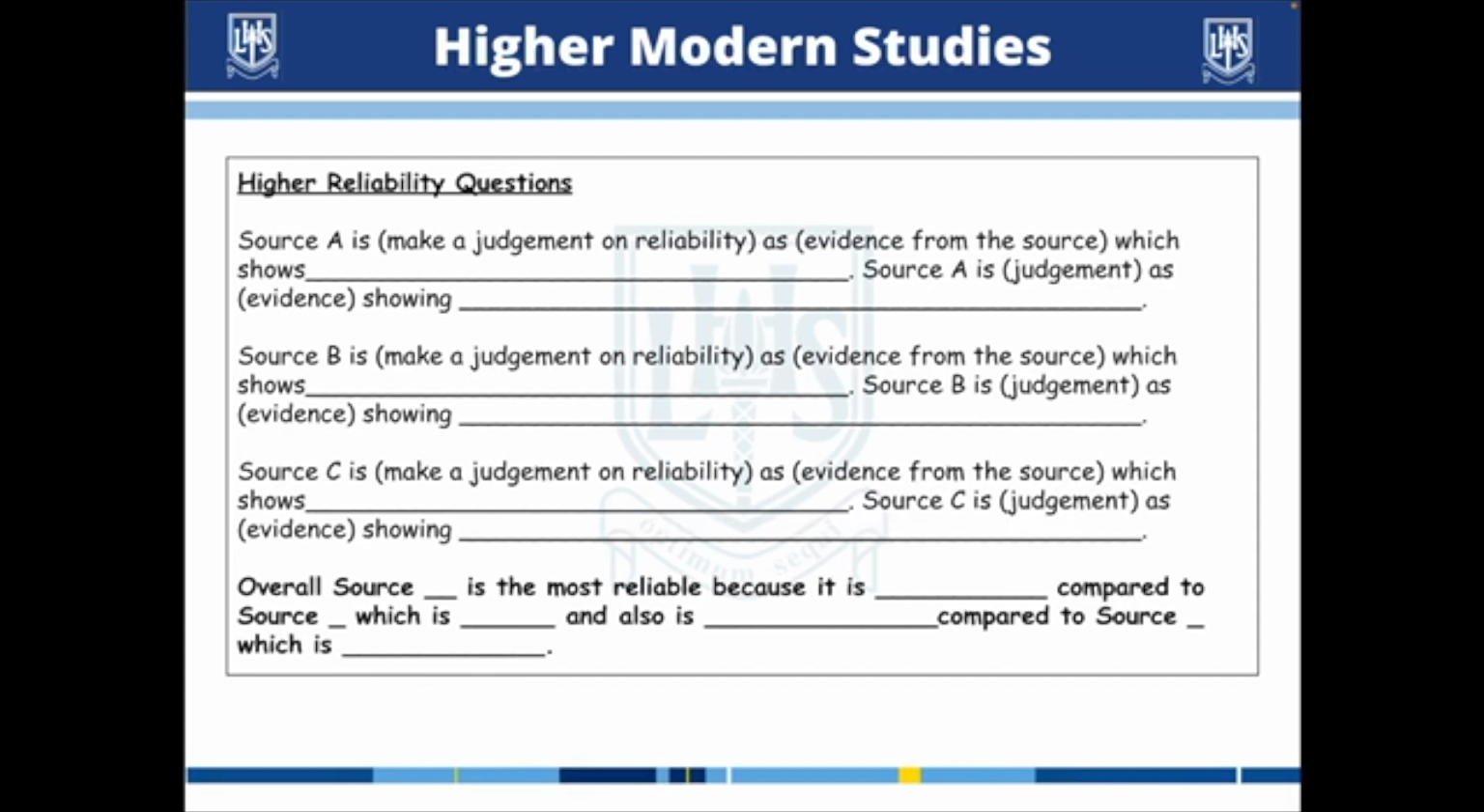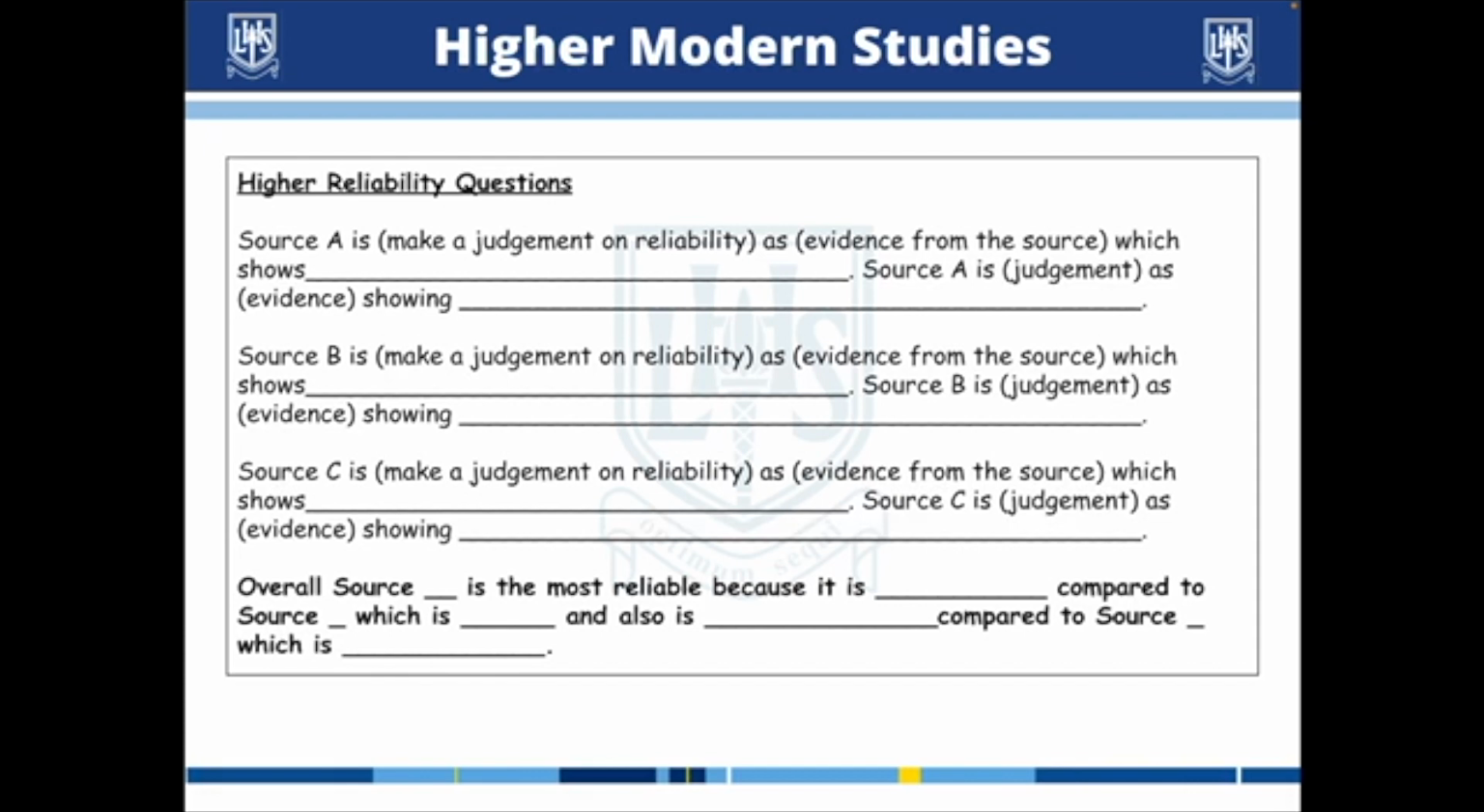And after you've done that for A, B and C, we finally reach our overall judgment. So overall, source A is the most reliable because, and you then compare it to source B or whatever one you've chosen. If you choose source B as the most reliable, you compare it first to source A, then you would compare it to source C. Tell me it's more reliable because. So source B is more reliable than source A because. Source B is also more reliable than source C as.